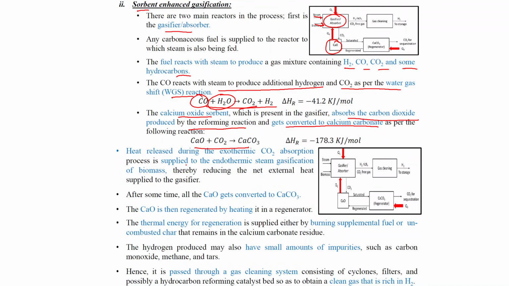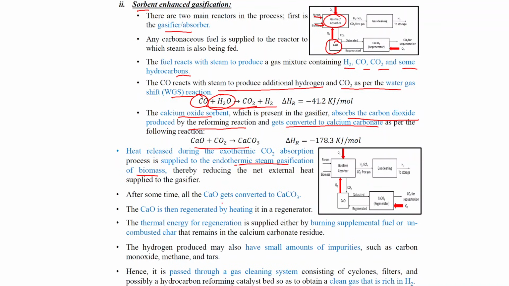So the heat produced from this reaction is supplied to the endothermic steam gasification of biomass. Okay, so basically we are using the excess heat to produce heat for the reaction where heat is required. So basically we don't need to provide external heat.